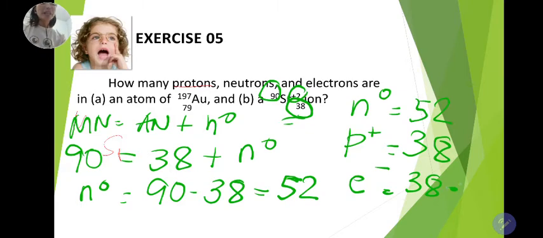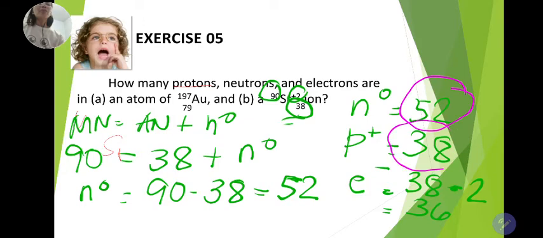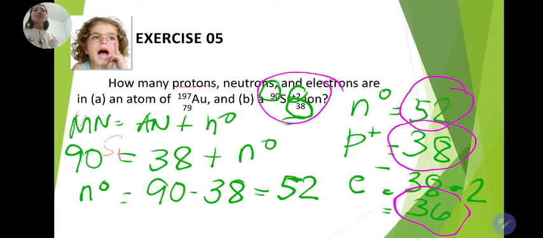So, magma-minus tayo ng... Ilan ima-minus natin? So, 2. Minus 2. Kung ano yung charge niya, yun yung ima-minus natin. So, that will be, our electrons would be 36 only in this given ion. So, we have 52 neutrons, 38 protons, and 36 electrons in our given strontium ion.